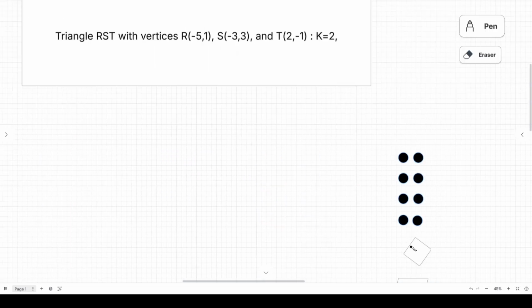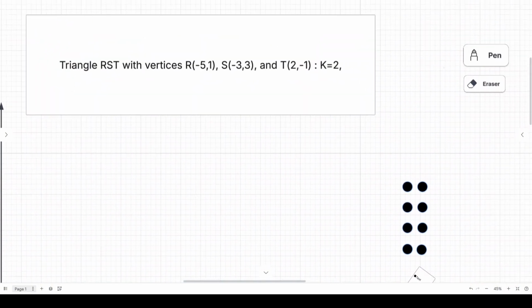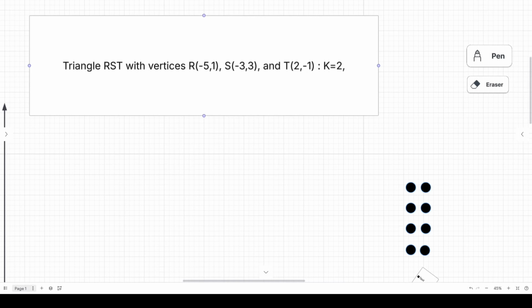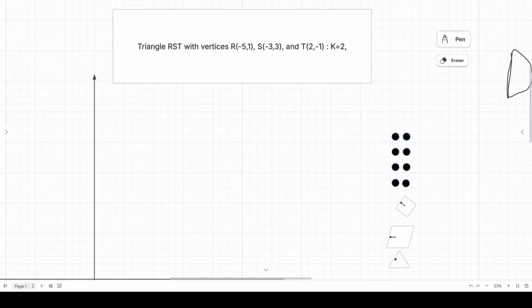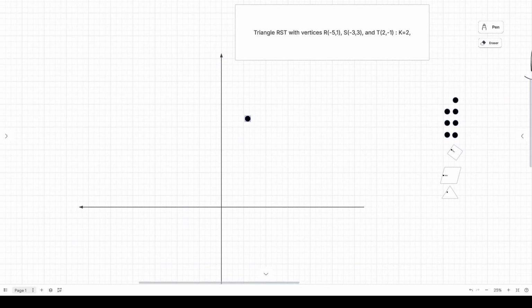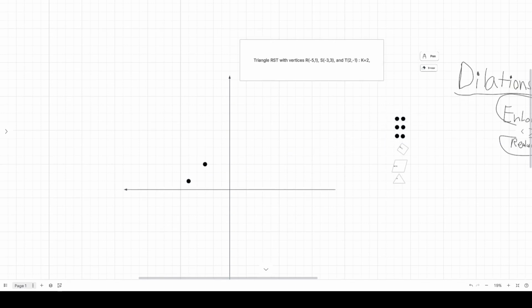So now I'll be walking you through some questions so you can understand how to apply this to a graph. We start off with the question: triangle RST with vertices R (-5, 1), S (-3, 3), and T (2, -1) with a scale factor of 2. Let's start off by placing the points, the first one being (-5, 1). The next point we'll be placing is S at (-3, 3). The next point is (2, -1).